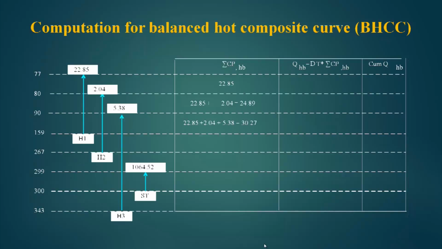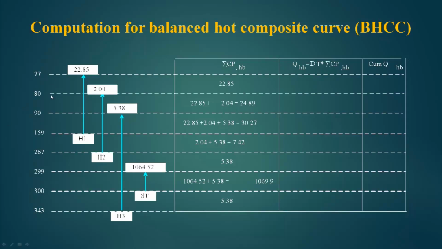So, here we have plotted the streams. The H1 moves from 159 to 77, its Cp value is 22.85. H2 moves from 267 to 80, its Cp value is 2.4, and so on and so forth. So, we have taken all the hot streams from the stream table and we have plotted this. Then we have calculated the summation Cp value for the hot streams.